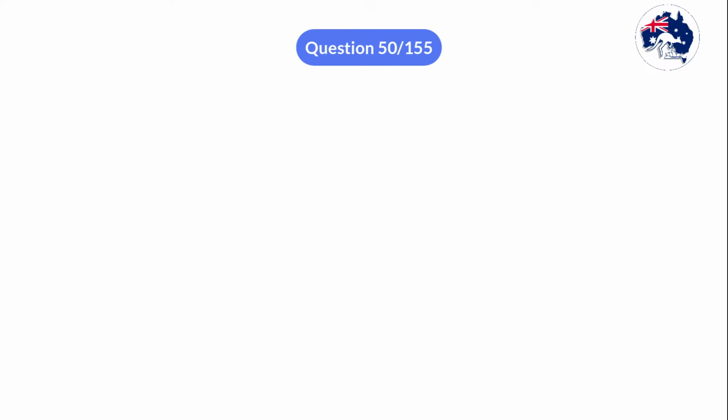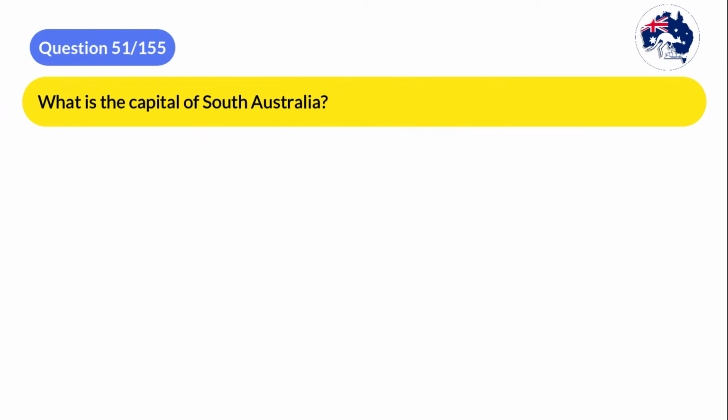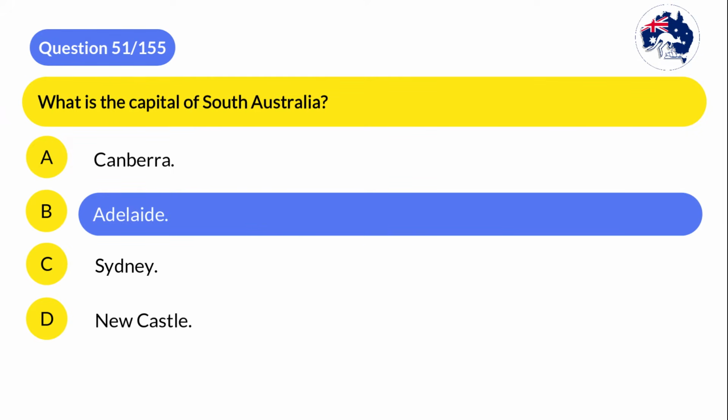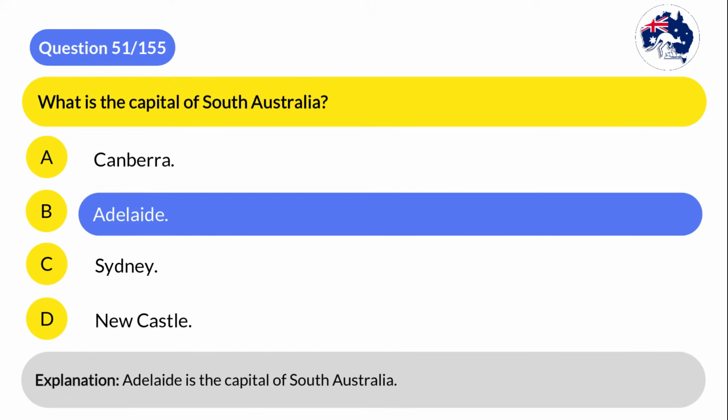Question 51. What is the capital of South Australia? A. Canberra. B. Adelaide. C. Sydney. D. Newcastle. The correct answer is B. Adelaide. Explanation: Adelaide is the capital of South Australia.